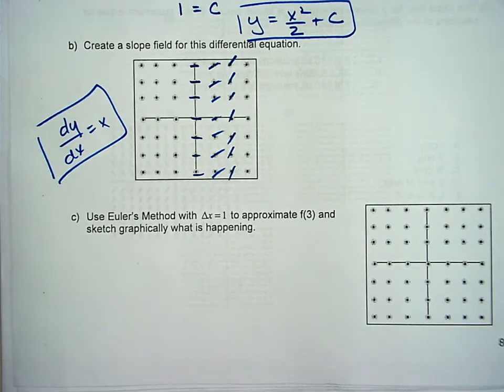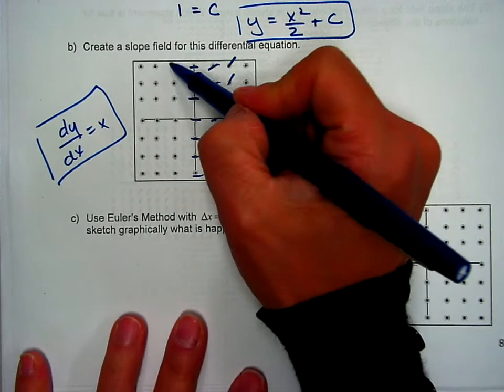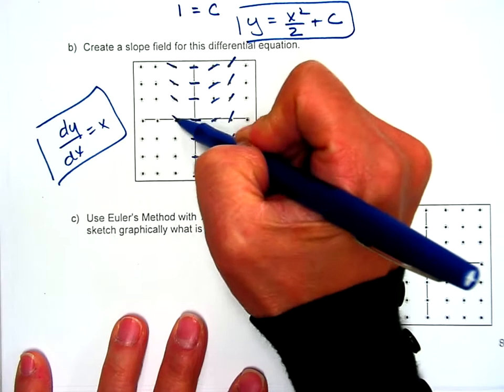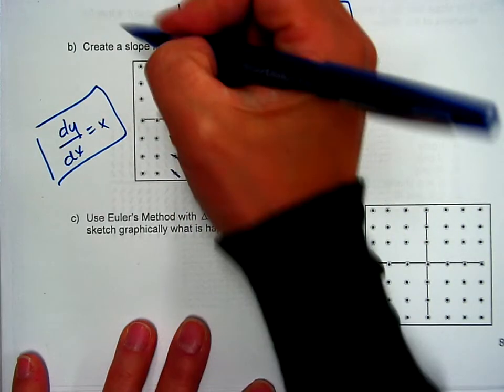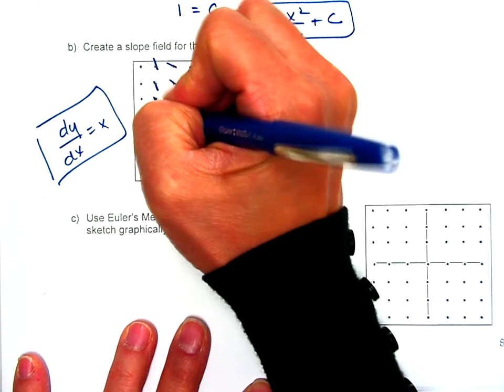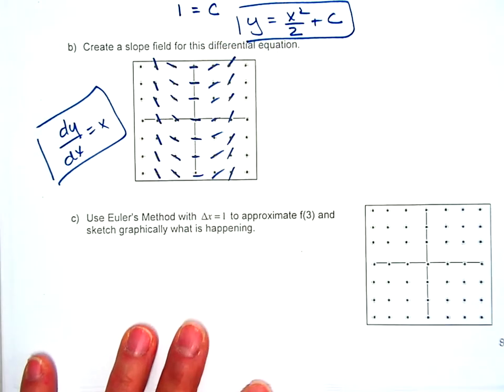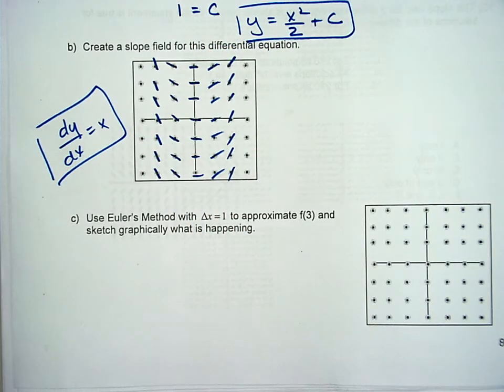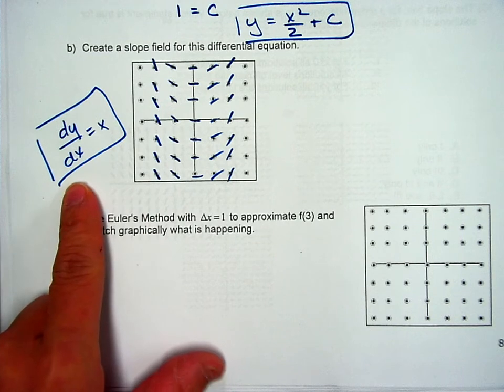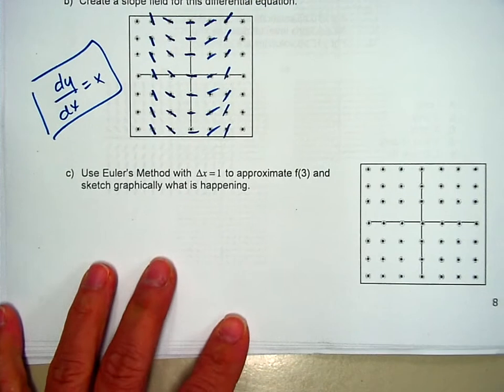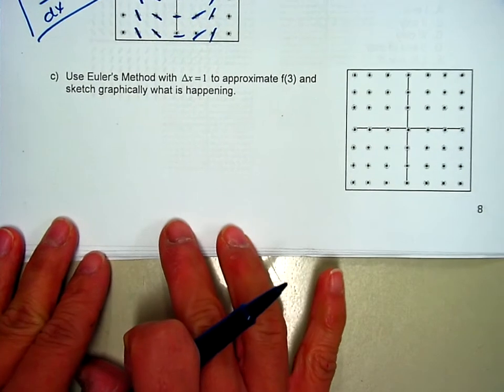And I'm going to do the same thing on the other side. At x equals negative 1, I'm going to draw a little line segment that has a slope of negative 1. At x equals negative 2, dy dx is negative 2, and so you get the idea. So this is a slope field for this differential equation. Now the last thing we're going to do is do the same thing, but we're going to do it numerically, and it's called Euler's method.